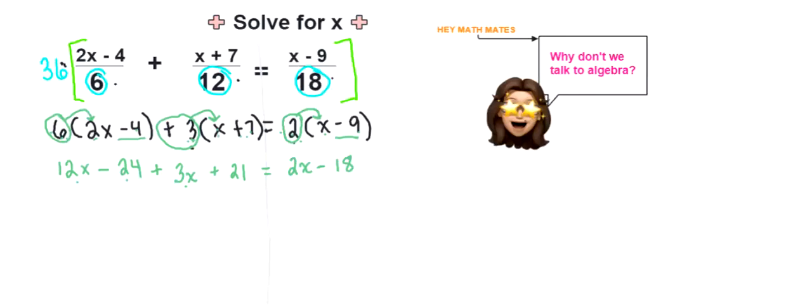Now I want to take a look at the left side of the equation. There's more than 2 terms there. How many terms do we have on this left side? We've got 1, 2, 3, 4. Again, your terms are separated by the plus and minus signs. I want to get this side down to 2 terms, then we'll start moving things, but not until we've got it down to 2 terms. So let's combine like terms on the left side. I've got 12x's and 3x's. That makes 15x's.